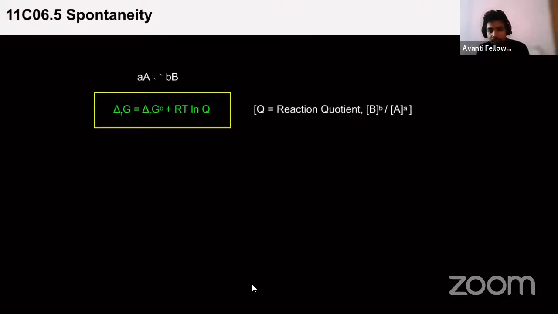Now, we know that delta G is equal to delta G naught plus RT ln Q, right? In this equation, what we need to do is just substitute the reaction coefficient value here. If it is equilibrium, keep Q as K equilibrium. At K equilibrium, what is the Gibbs free energy change for a reaction? Delta G will be equal to 0, right? At equilibrium, delta G will be equal to 0.